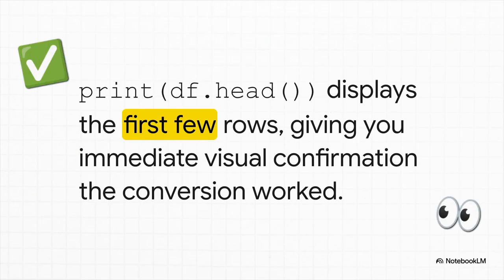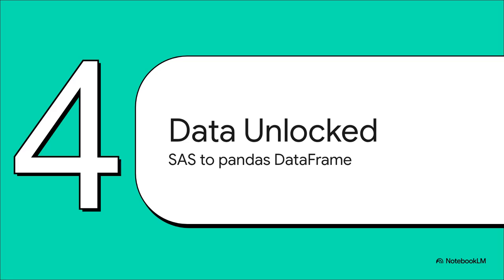And finally, our last step. Now, this isn't technically part of the conversion, but it's an absolutely essential best practice. Using print(df.head()) just shows you the first 5 rows of your new data frame. It gives you that immediate visual confirmation that, yes, your data has arrived safely and it looks just the way you expected. And just like that, you've done it. The data is unlocked. What was once trapped inside that proprietary SAS format is now a flexible, powerful pandas data frame ready to go right inside your Python environment.